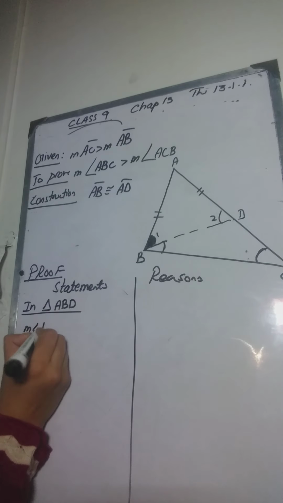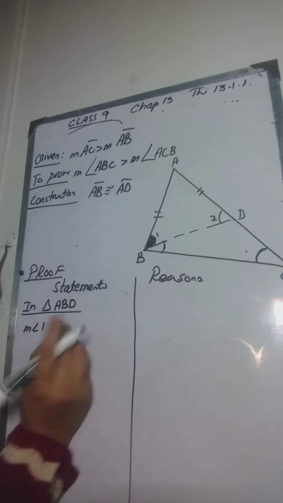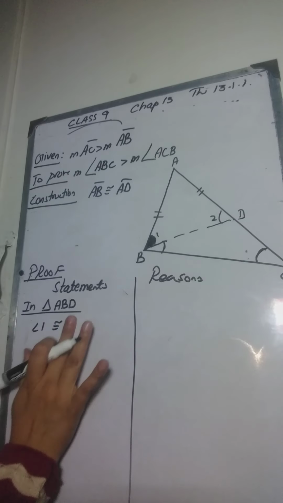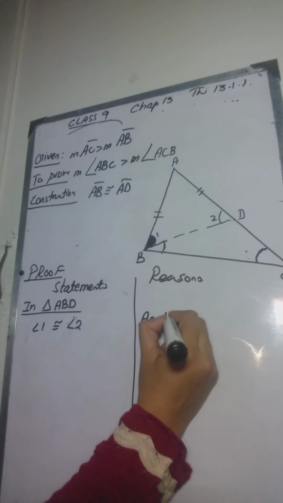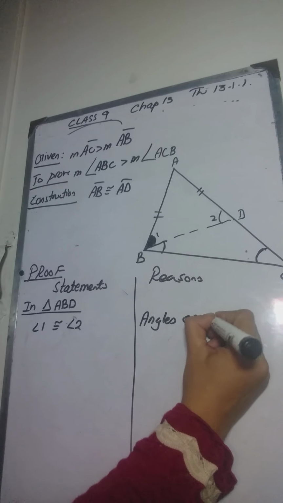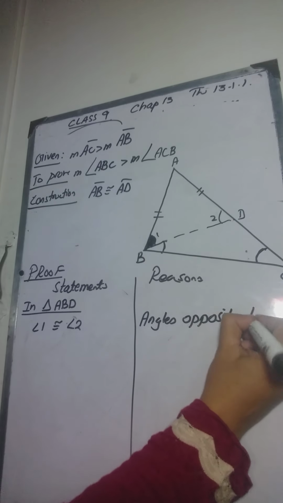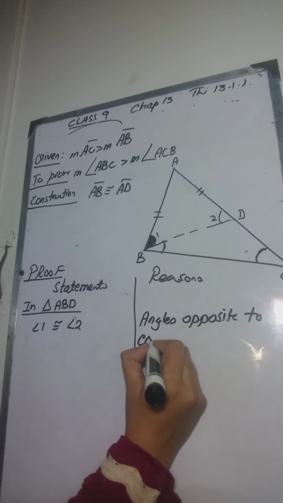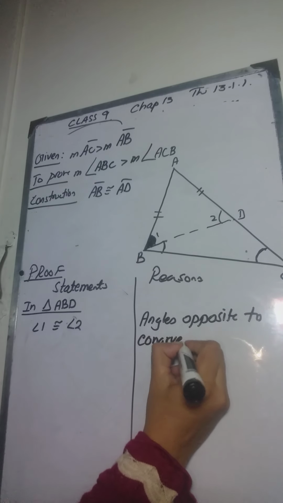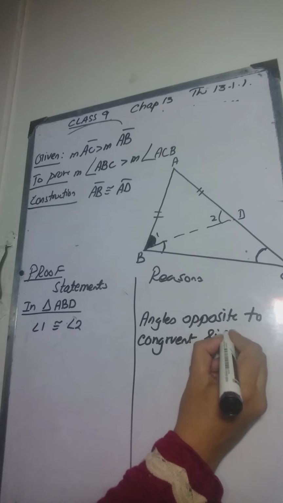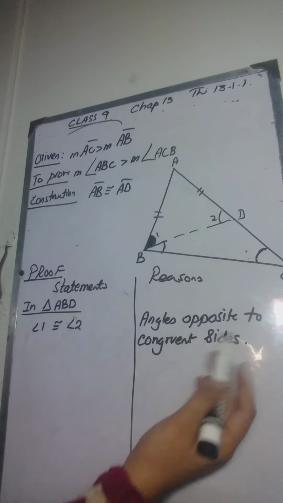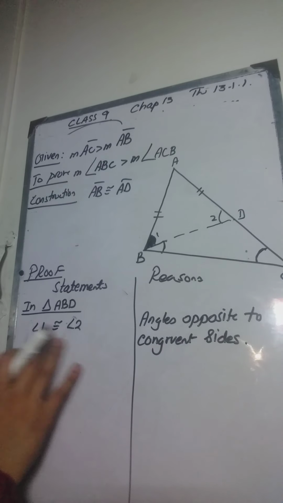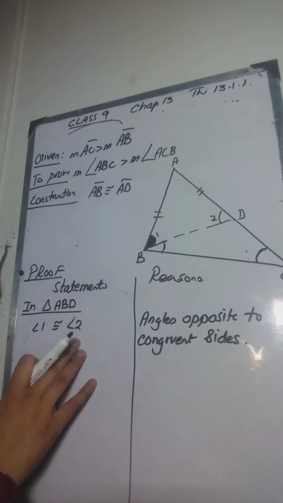So you can just write, angle 1 will be congruent to angle 2 because they are angles opposite to congruent sides. The angles which are opposite to congruent sides. So angle 1 will be congruent to angle 2.